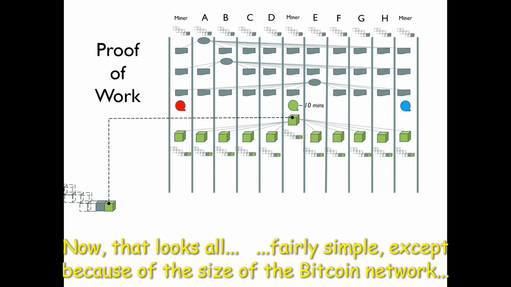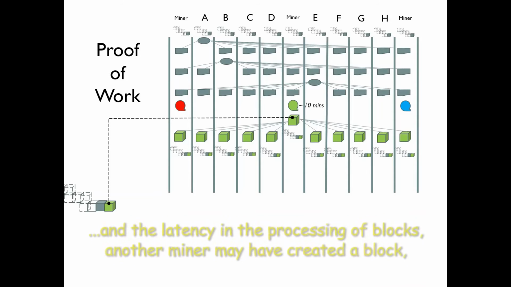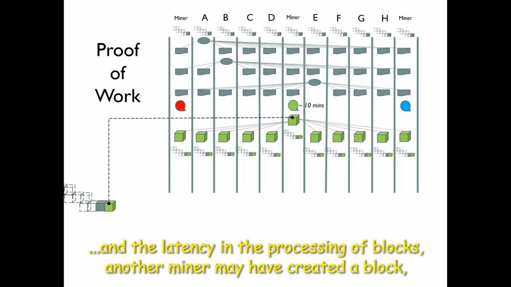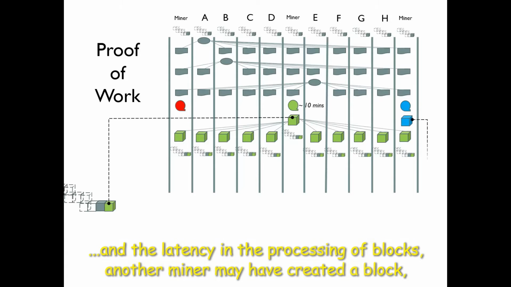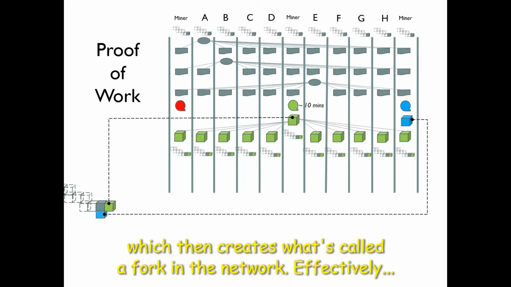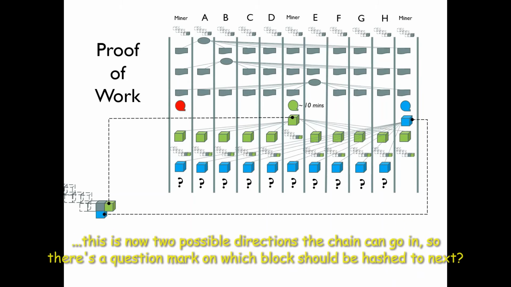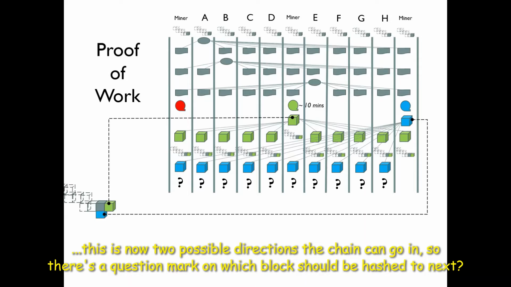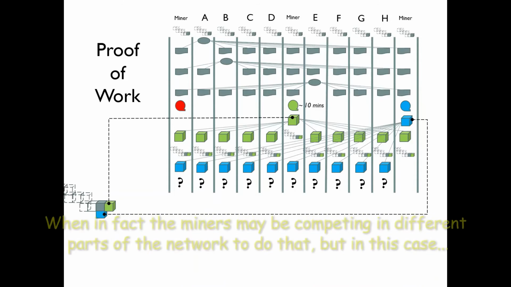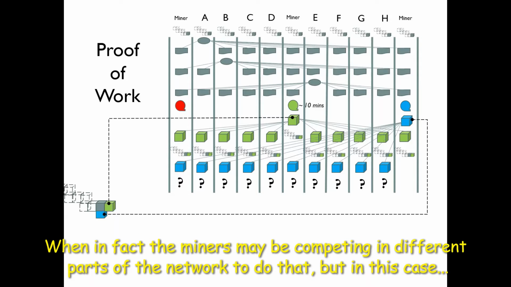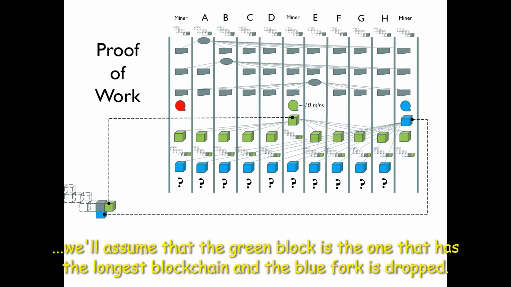Now that looks all fairly simple, except because of the size of the Bitcoin network and the latency in the processing of blocks, another miner may have created a block, which then creates what's called a fork in the network. Effectively, this is now two possible directions the chain can go in, so there's a question mark on which block should be hashed to next. And in fact, the miners may be competing in different parts of the network to do that.